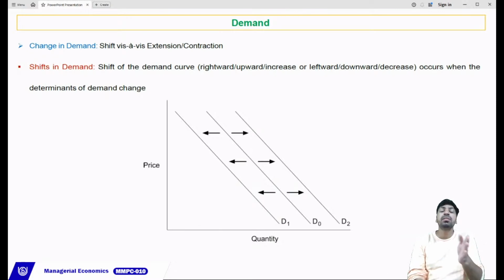As I already told you, the demand curve is downward sloping. So if there is an increase in demand, then the demand curve shifts rightward. This is a demand curve, there is an increase, it's a rightward shift. If there is a decrease in demand, it shifts leftward.